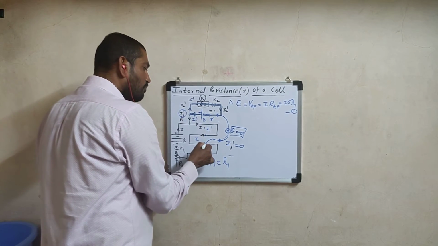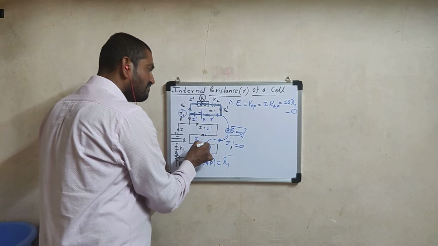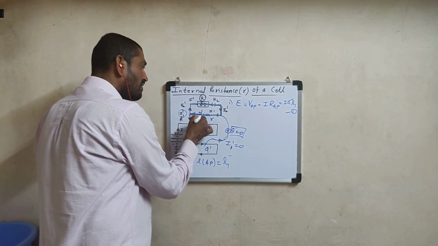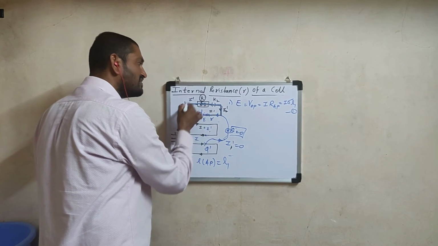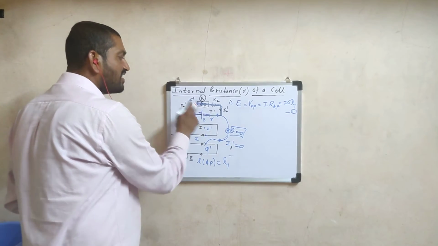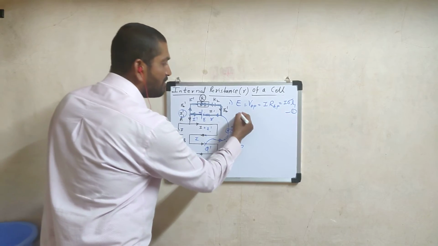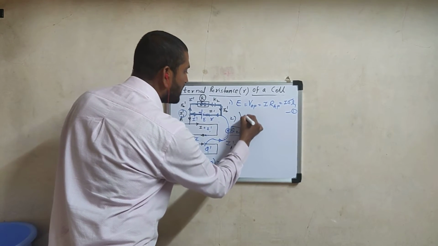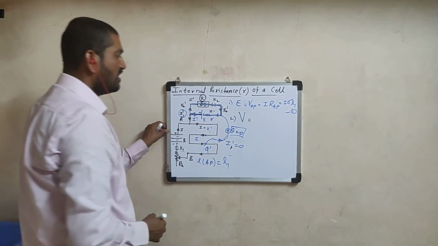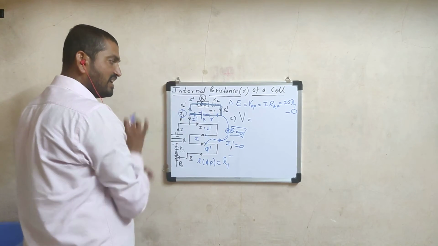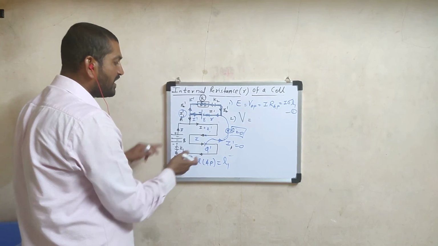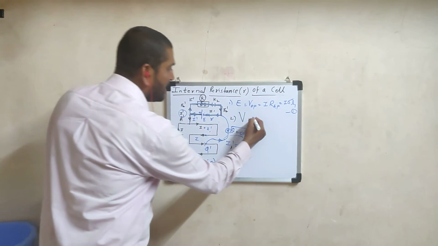Now here, the balance point is at 10, but the cell is not open. Current is drawn. It is flowing from the upper side here. And when the cell is running between two terminals, EMF is not available. There is only terminal potential difference V. And the terminal potential difference of this cell is balanced by the voltage between points A and Q.